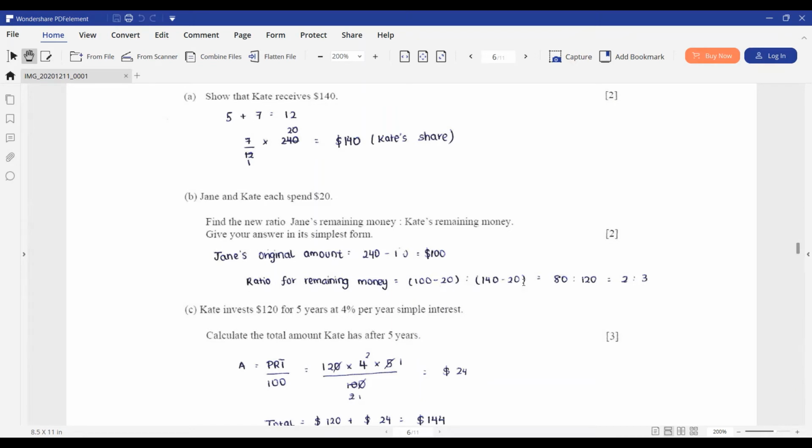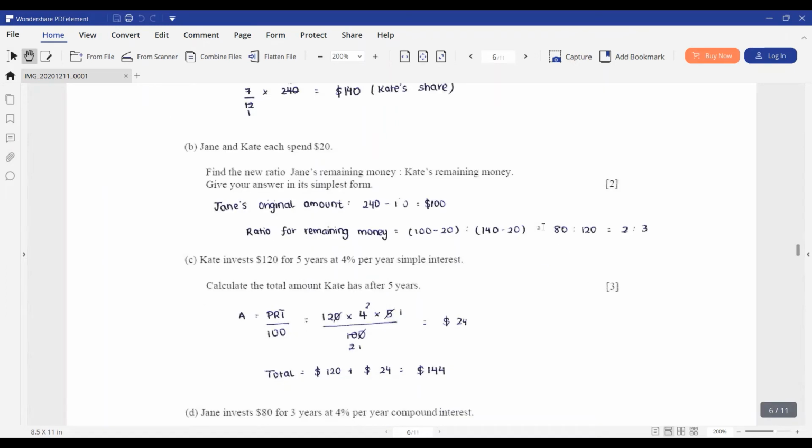You may ask, why am I writing this in the ratio Jane to Kate? This is because the question asks so. So 100 minus 20 is 80. 140 minus 20 is 120. So what's common in both of them? We need to simplify it because they say give your answer in its simplest form. So we can divide both sides by 40. 80 divided by 40 is 2 and 120 divided by 40 is 3. So the simplest ratio is 2:3.